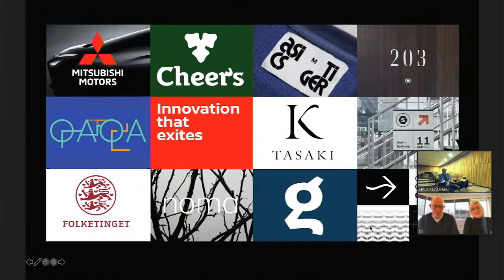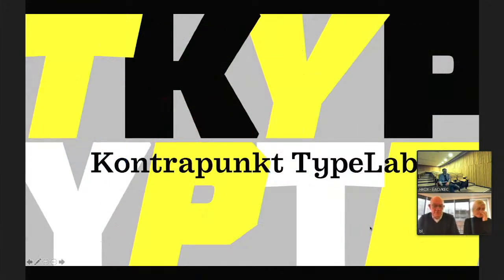As you can see here, many of our projects are based on typography, and this is because we have had a tradition here in Kontrapunkt to work with typeface design for more than 30 years. And we have what we call a type lab here, where we work very dedicated with bespoke typefaces, and we see the typeface as one of the main ingredients in a toolbox for brand identities, and we'll come back to this in our presentation.